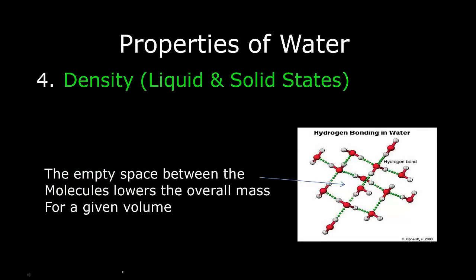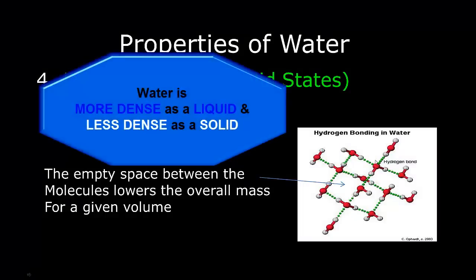Fourth property of water is density. Water is more dense in its liquid state than it is in its solid state, which is the opposite of what most compounds do. Most compounds, when they become a solid, get more packed together and become more dense. But water is not like that.